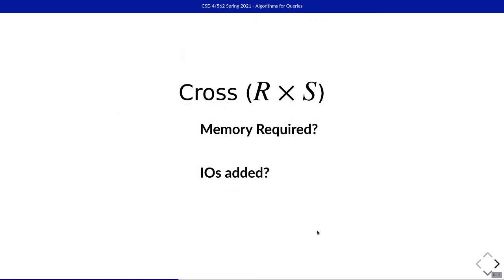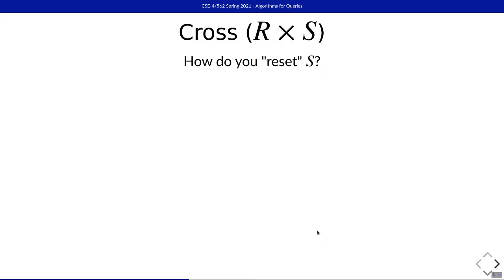Now, how much memory do we need to be able to pull this off? Well, as it turns out, this is actually a deeper question than you might think. How much memory and how much I/O is required here depends on the specific algorithm that we choose to implement this with. What it boils down to is, we're going to have to iterate over all of the tuples in S multiple times. And the question here is, how do we reset S? How do we go back to the beginning of S and replay all of the tuples that we've gotten from there?